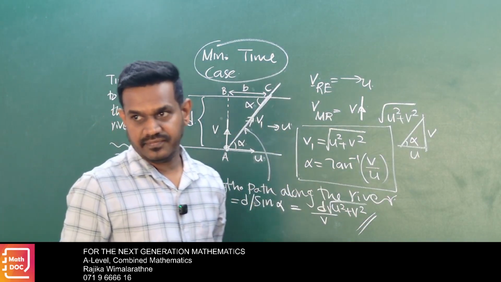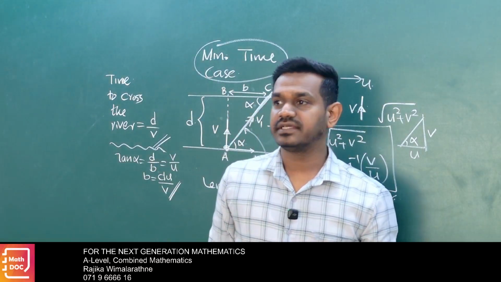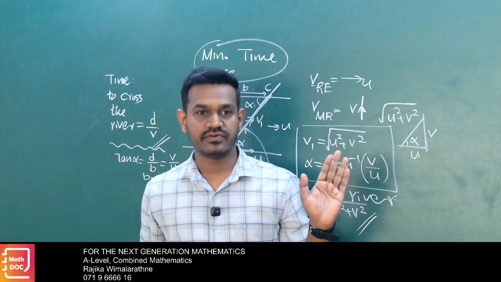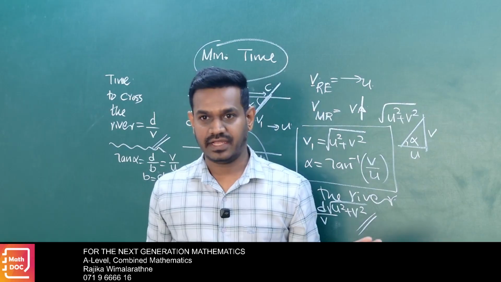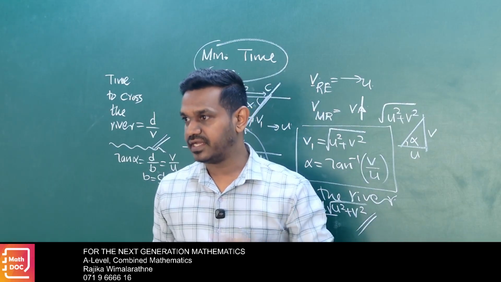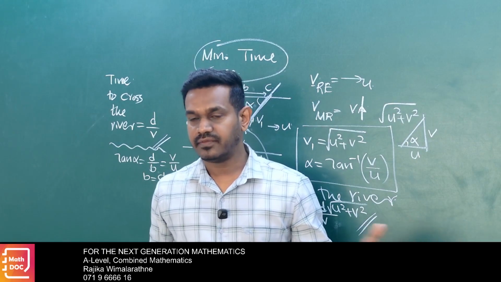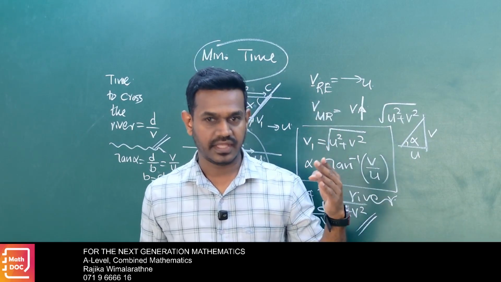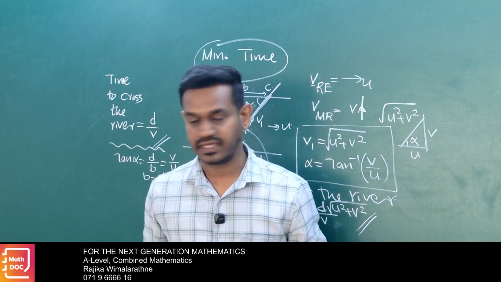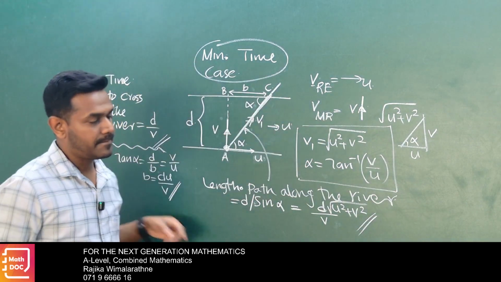Then just remember, if we need to cross in minimum time, definitely we have to swim perpendicular to the bank. If he swims perpendicular to the bank, then with the river velocity he goes downstream, but he crosses in minimum time. Very important thing. Okay, put that one.